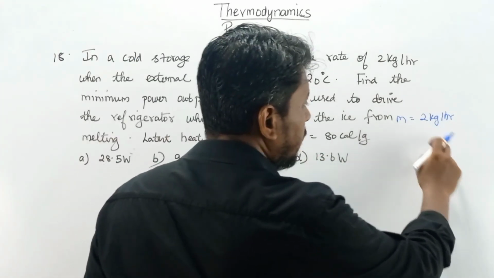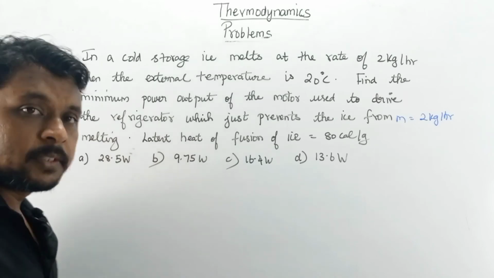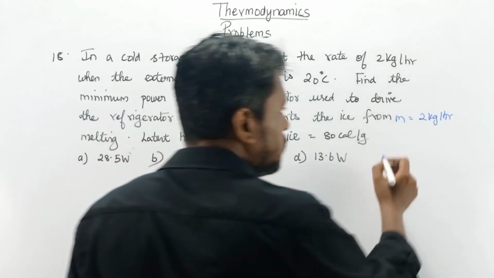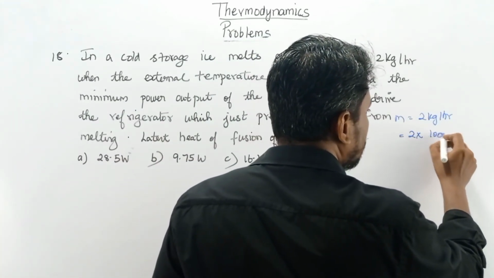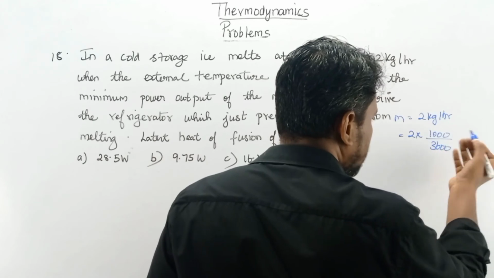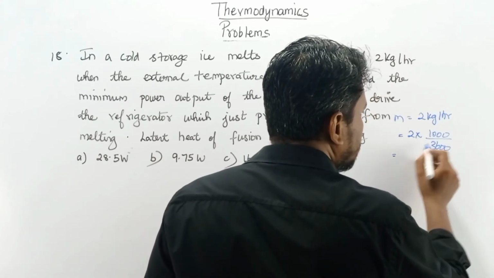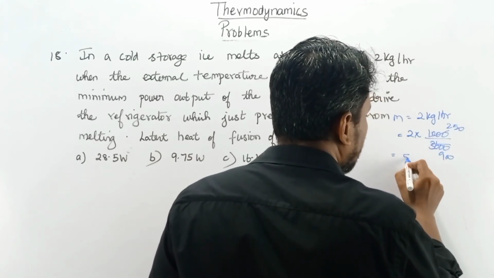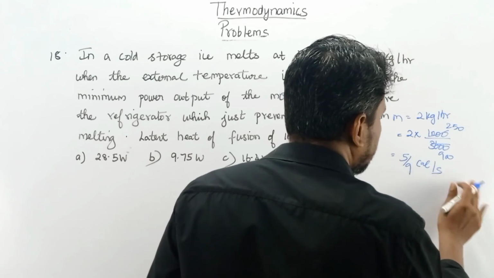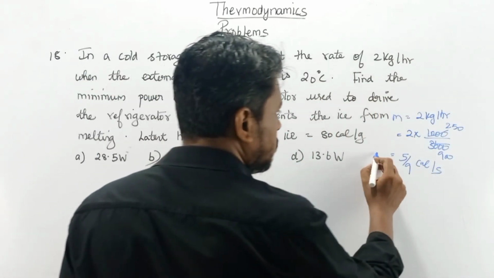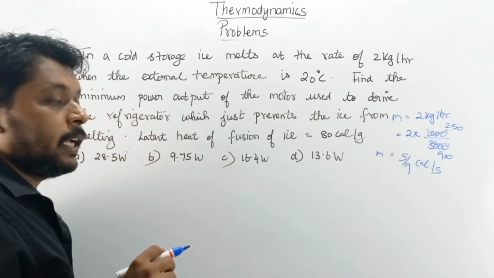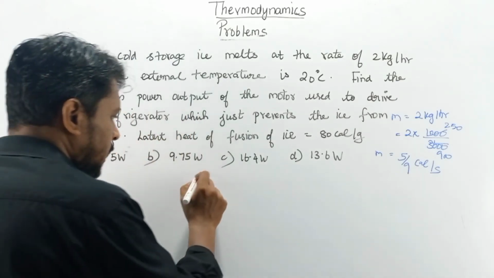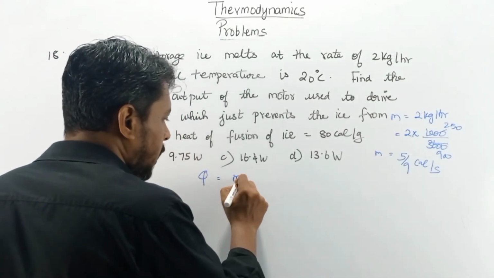The mass rate at which ice melts is given as 2 kg per hour. The latent heat of ice is given in calories per gram, so we have to convert the mass into 2 into 1000 by 3600 in terms of seconds. When we do the calculations, it will be 5 by 9 calories per second. Now the heat absorbed by the refrigerator to maintain the temperature constant will be equal to mass into latent heat.